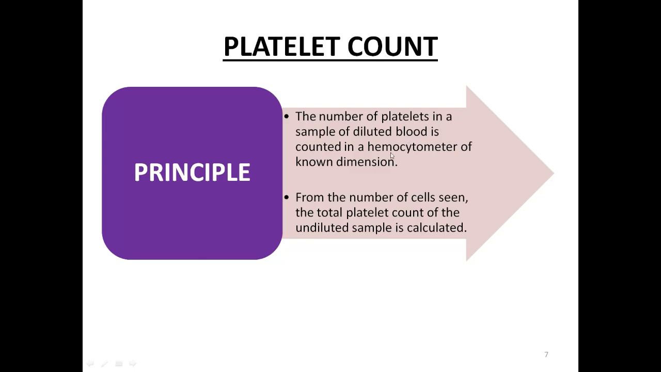Then we use the improved Neubauer chamber and charge the chamber, and then we count the platelets. So the number of platelets in a sample of diluted blood is counted in a hemocytometer of known dimension. Based on this, we can come to know the total amount of platelets present in our body. From the number of cells which are seen, the total platelet count of the undiluted sample can be calculated.